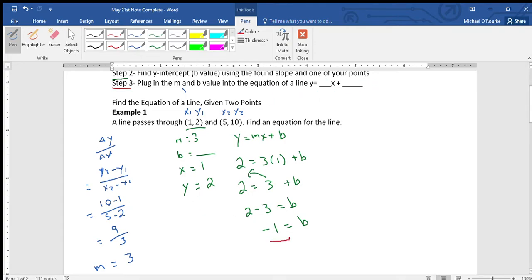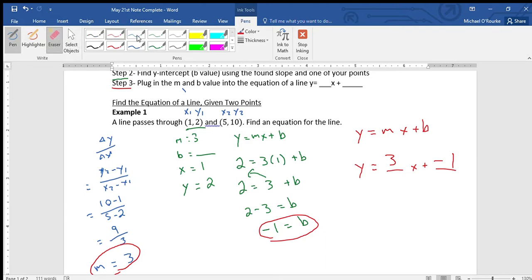The big thing here is we have our m, we have our b. We go y equals mx plus b. Leave x and y blank. Let's plug in what we know. We know our m is 3, and we know b is minus 1. Let's take away that plus, and we're done. So we're just combining the two skills you have from the previous 2 days.